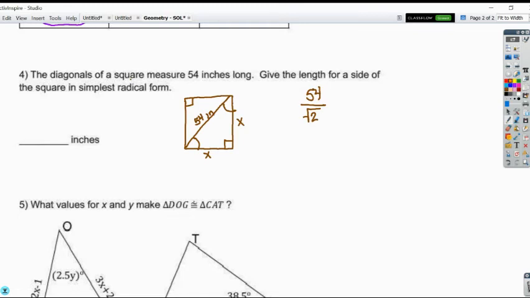We're not going to leave our answer like that. We're going to rationalize, multiply by a square root of 2 over a square root of 2. So we're now talking about 54 square root of 2 over 2. Don't forget to simplify your fraction. What is 54 divided by 2? That's 27 times the square root of 2. There you go, 27 square root of 2 inches.